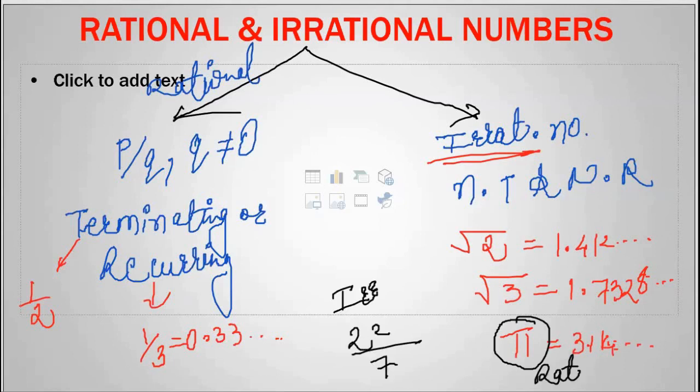22 by 7 is a perfectly rational number because it is written in the form of p by q, and this pi is the irrational number, right? So remember, this 22 by 7 is not the exact value of pi, it's just the approximated value of pi. For calculation's sake, mathematicians have found the fraction closest to the value of pi. That fraction came out to be 22 by 7, right?